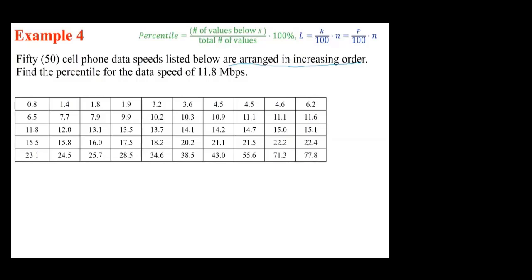And the top gives us the formulas that were given. Percentile refers to the number of values below a specific number. Look at the top, it says below X. What is X in this case? It is 11.8, everybody. Divided by the total number of values. So where is that number? It's 11.8 here. So the first row and the second row are smaller than 11.8.